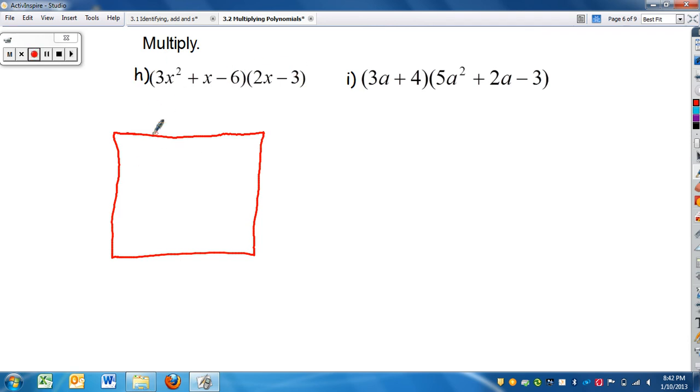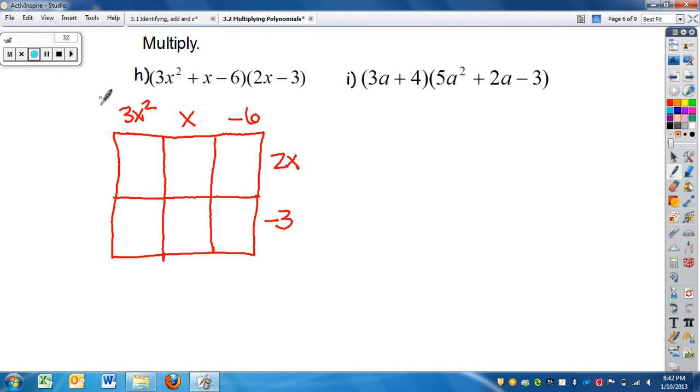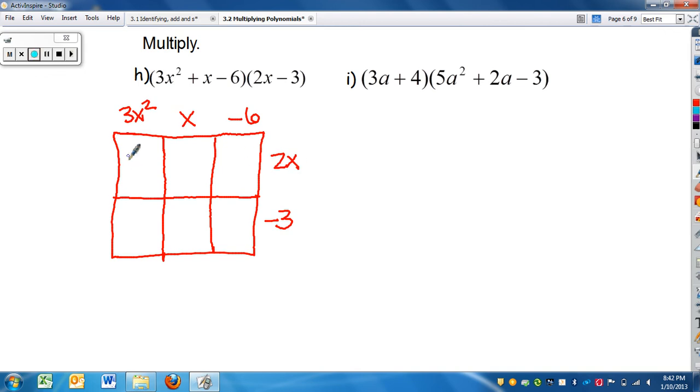So on H, using the box, I have 3 terms here, so I need 3 columns this time. But I only have 2 terms in the second one, so I'm going to only have 2 rows. On the top, I'm going to write 3x squared, x, negative 6, and on the side 2x, minus 3. So I have 3x squared times 2x, that is 6, and I have 3 x's, x to the third. x times 2x is 2x squared. Negative 6 times 2x is negative 12x.